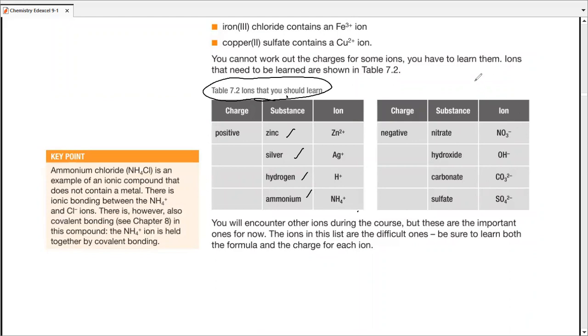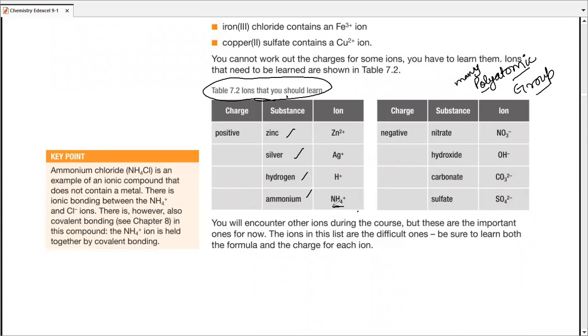When I use the word polyatomic, we're also going to use the words group ions. When I use the word group ions or polyatomic ions, it literally means that the ion is made up of multiple atoms. Poly means many, and atomic means atoms.